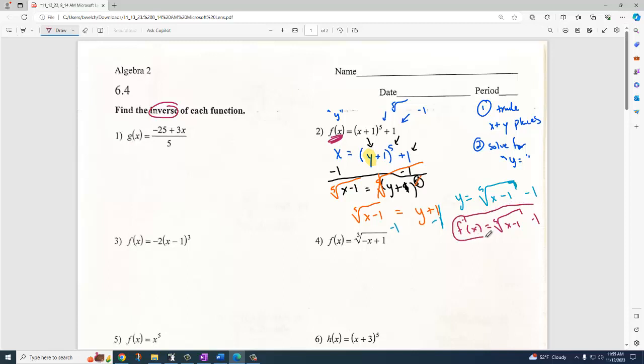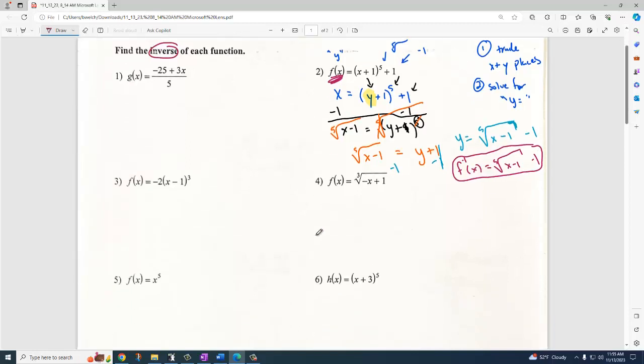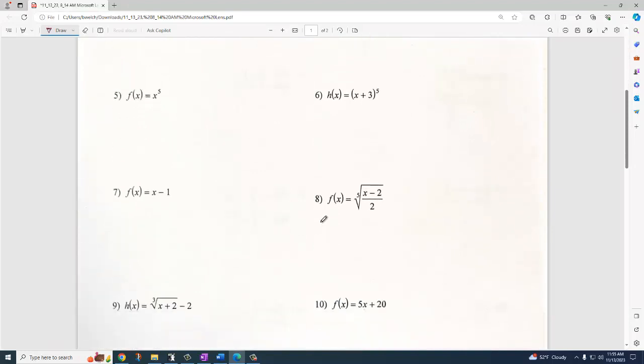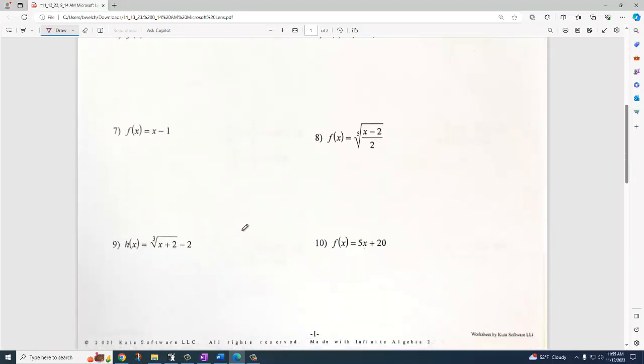This is the inverse function. So we trade x and y places and we get y by itself. And that's how we label our final answer. Let's look at one more example. Let's take a look at, say, number 9.